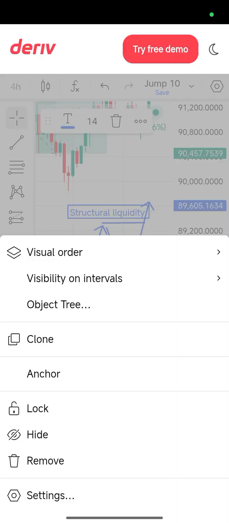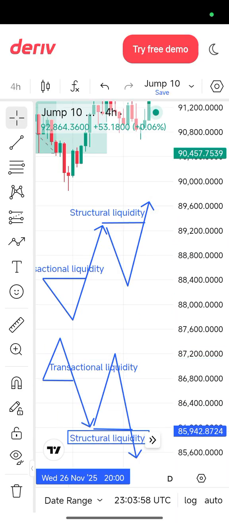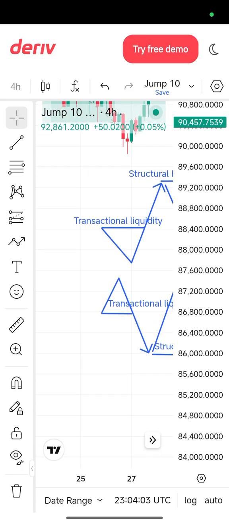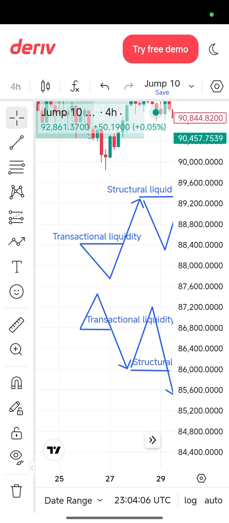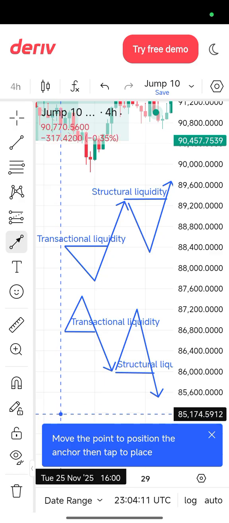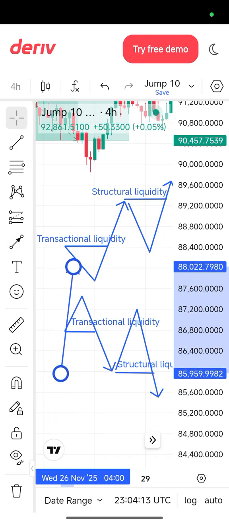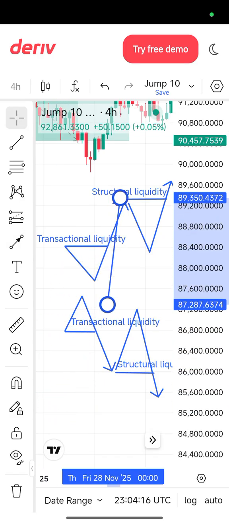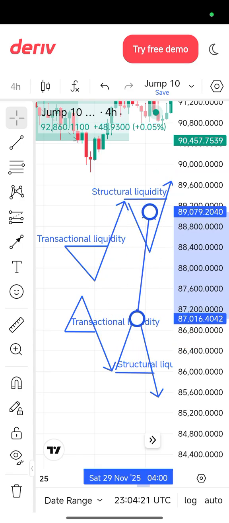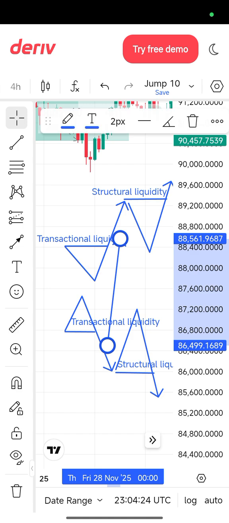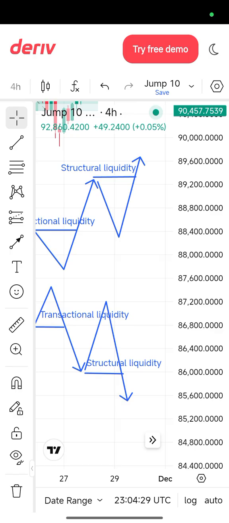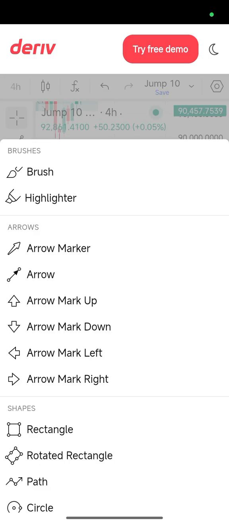Same with the bearish structural liquidity. So now with my fine arrow. Okay, it's my fine arrow. So now this is your transactional after the long break, right? Now market retraced here and gave another break, making this your structural liquidity. Now when you're talking of inducement, this is inducement here.